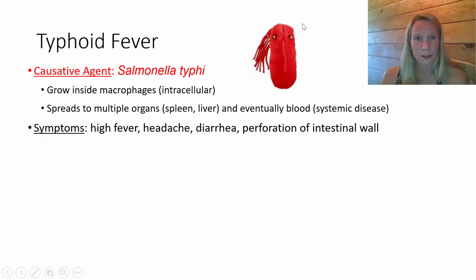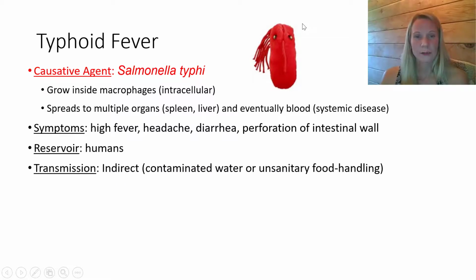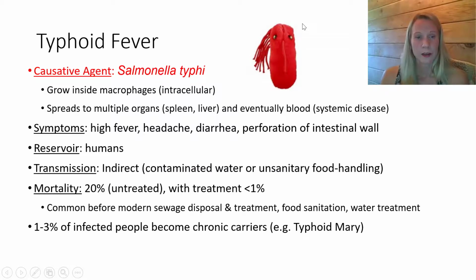Very high fever is associated with typhoid fever, essentially, that's where it gets its name, eventually perforating the intestinal wall. Same sort of thing, it's going to be fecal to oral transmission. 20% mortality if untreated, with some possibility of chronic carriers. The very famous one that I mentioned last week in the lecture videos was Typhoid Mary. She was a cook in the early 1900s in New York City who was associated with many dozens of deaths as a result of her passing the salmonella in her food. She likely wasn't washing her hands effectively after using the restroom.